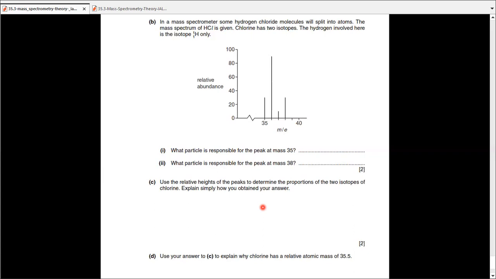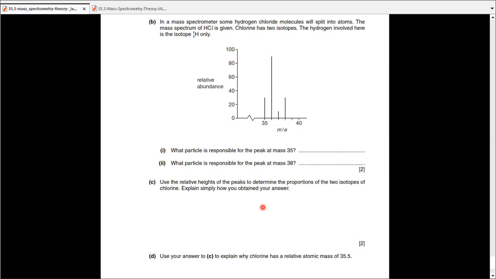M plus 1 peak? No. Which particle? You need to name the particle. Whether that's HCl as a whole, whatever that is. It can be an atom, it can be an ion, it can be a free radical, it can be a molecular ion, it can be anything. Cl, Cl negative? Cl-35. Yes, Cl-35. The 35 isotope of chlorine is what is responsible for the peak at mass 35.